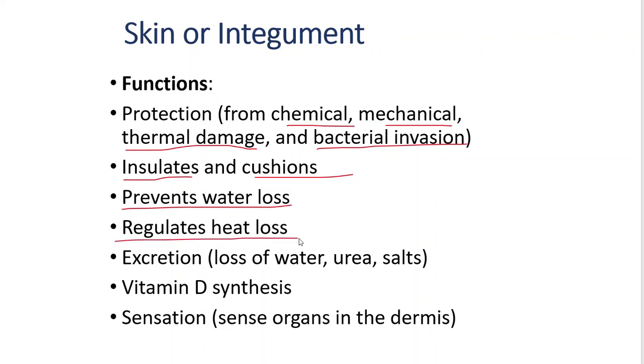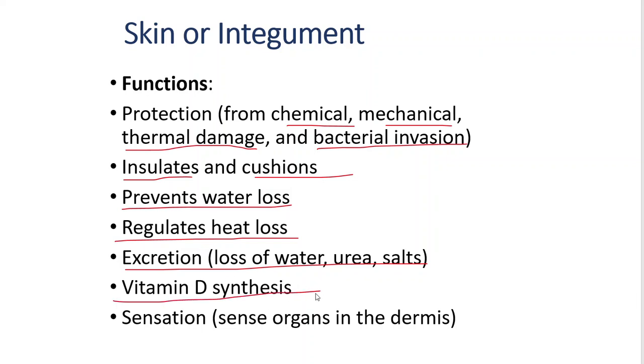The skin is also going to be involved in regulating heat loss. In the summertime that we're in, the temperature goes up too hot. We use the skin and the sweat glands to help us to lose heat. We use it for excretion. We lose some of the urea. Not all of it goes out in the urine. Some of it goes in the sweat, and salts and water.